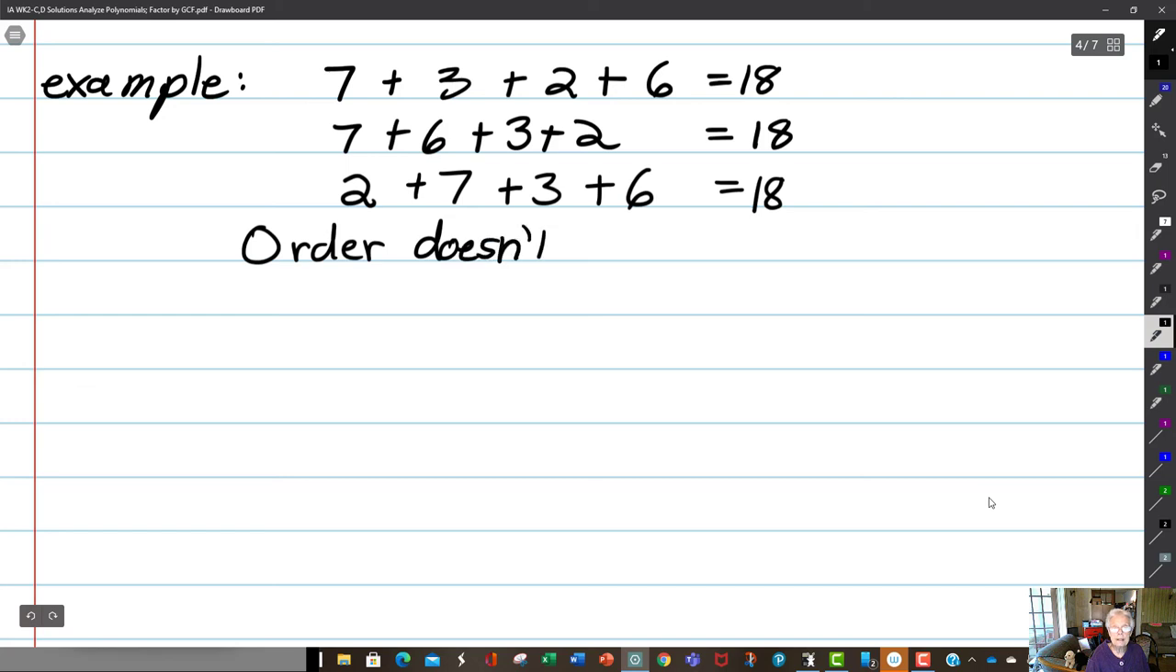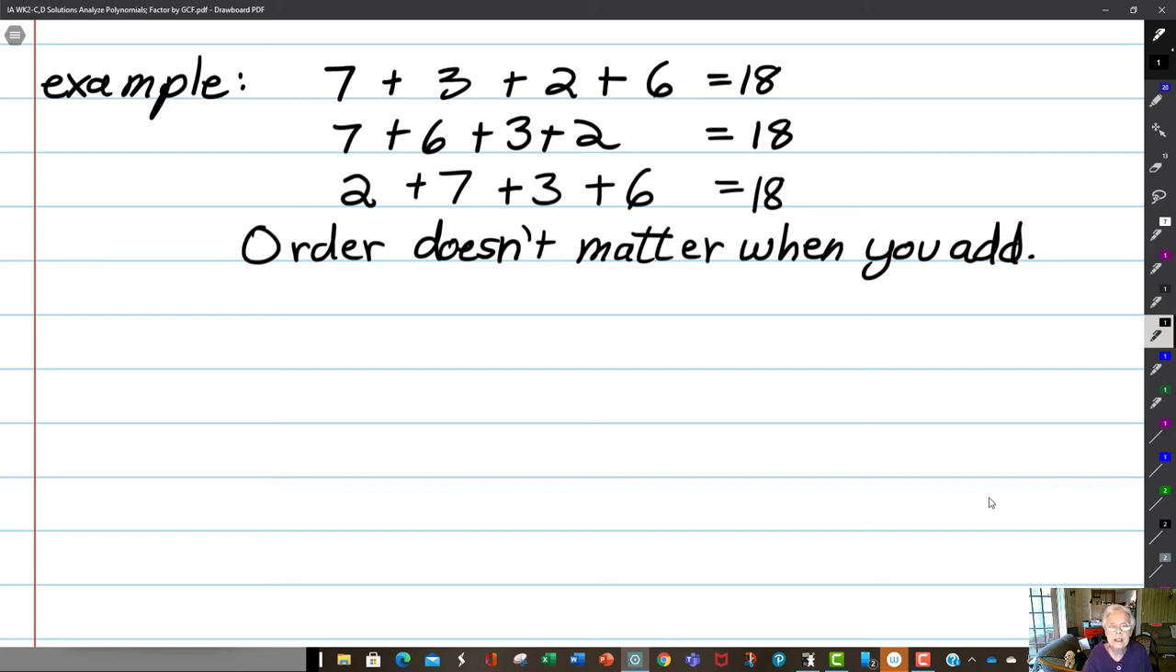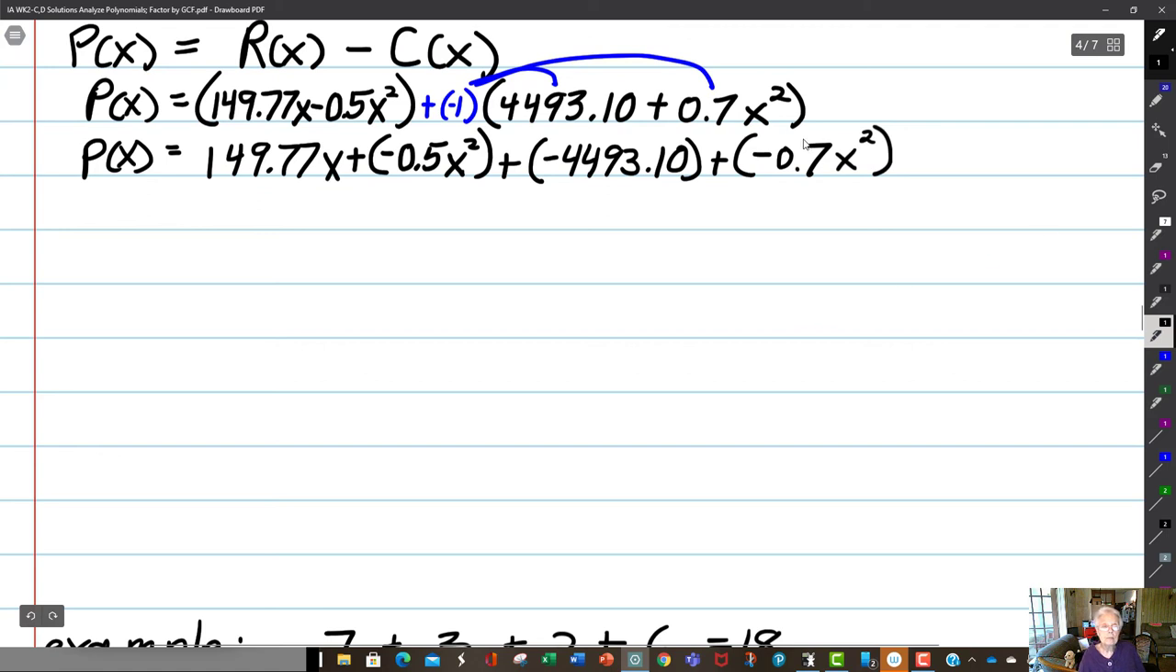Write that right here. Order doesn't matter when you add. That's called being commutative. Okay? Addition is commutative, which means order doesn't matter. You don't have to know the word commutative. I just wanted you to know it. Now we're going to go up here. This is added to this is added to this is added to this. So I can move the terms around.